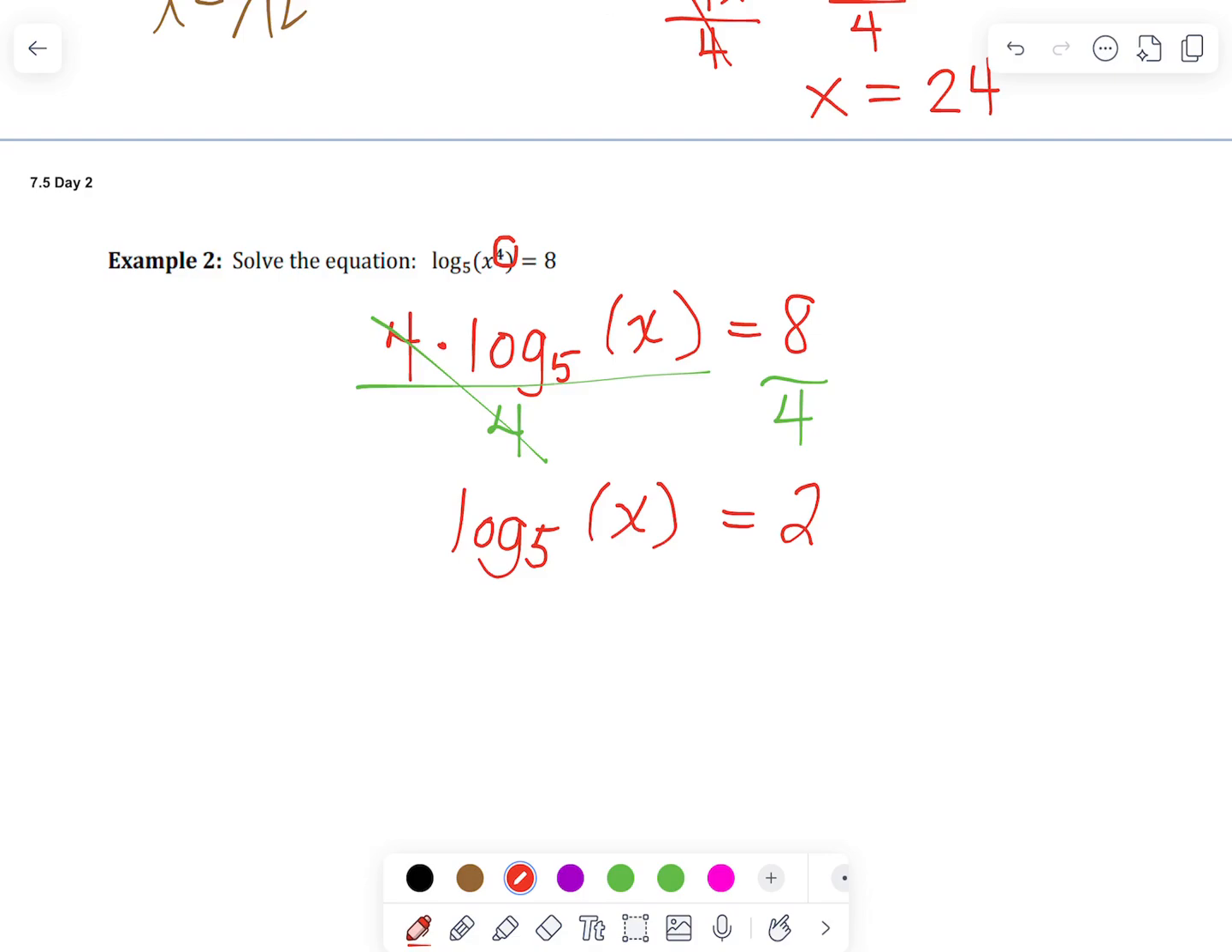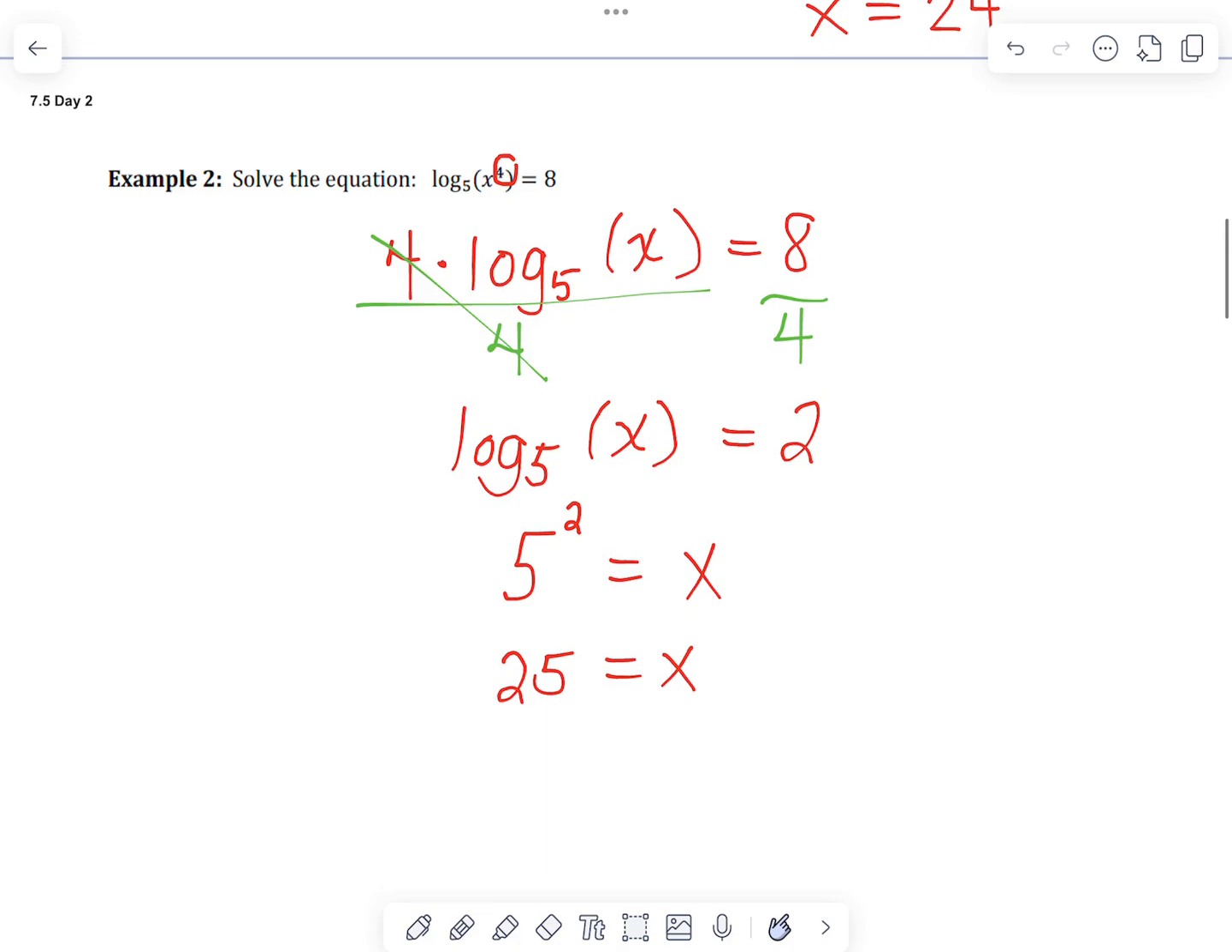Now we're going to go ahead and change that logarithm to an exponential. So it's 5 to the second power equals x. And then 5 squared is 25. So x equals 25.